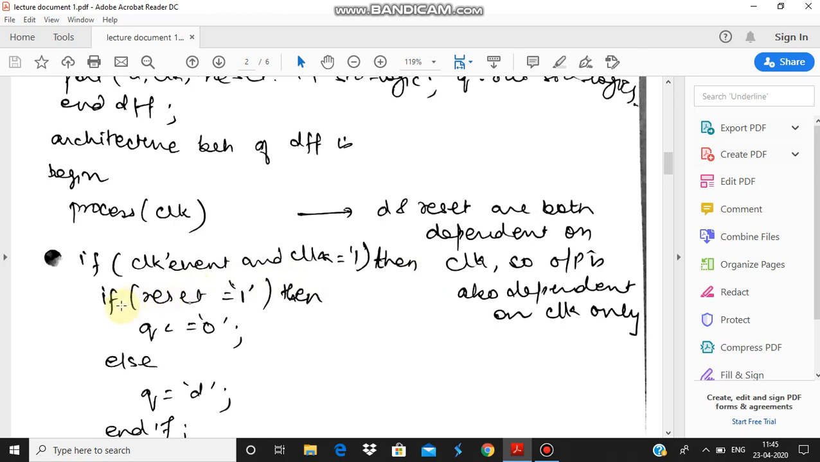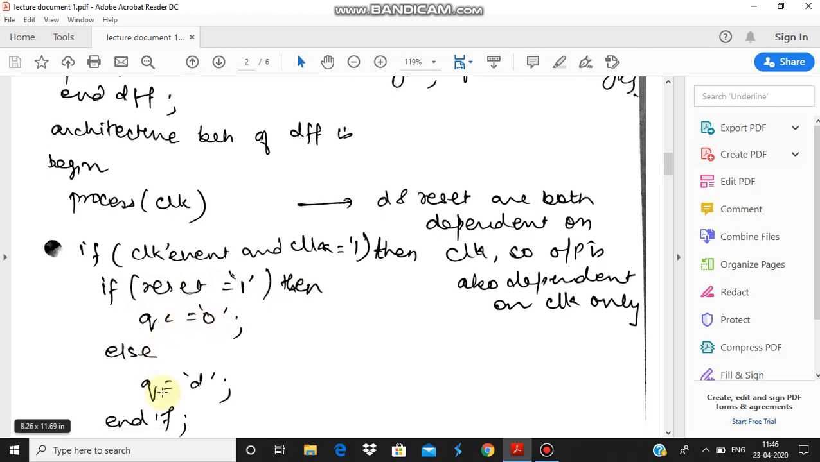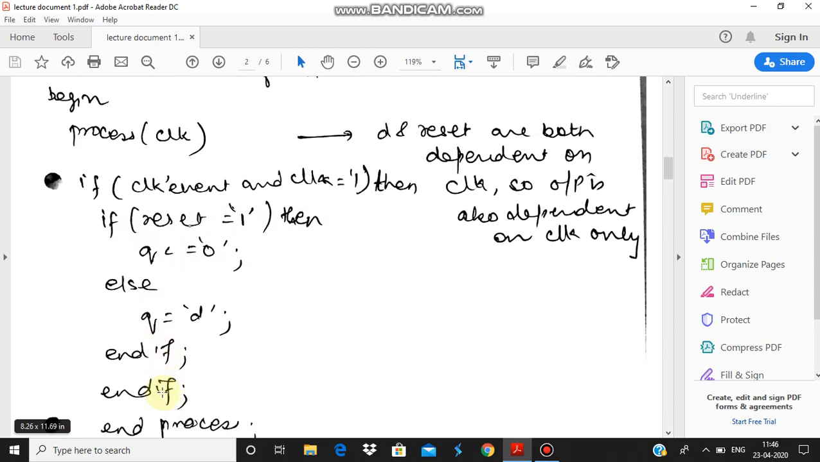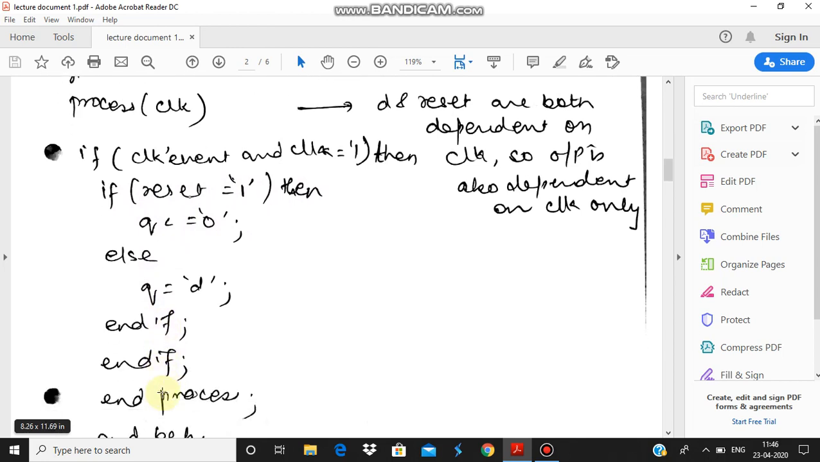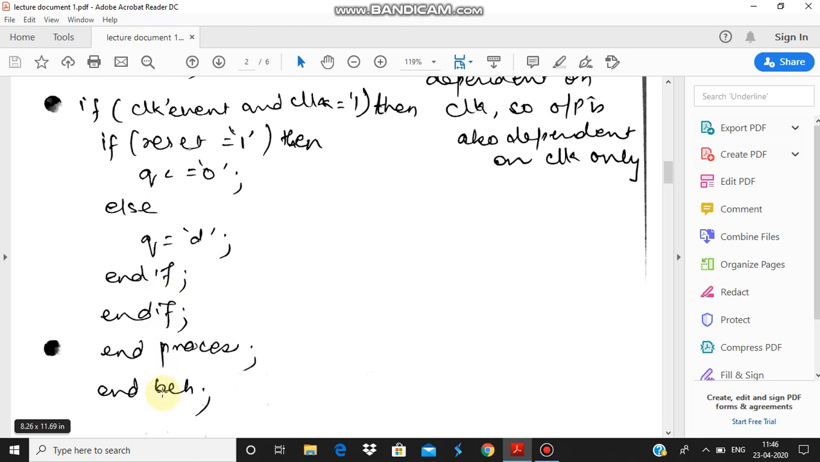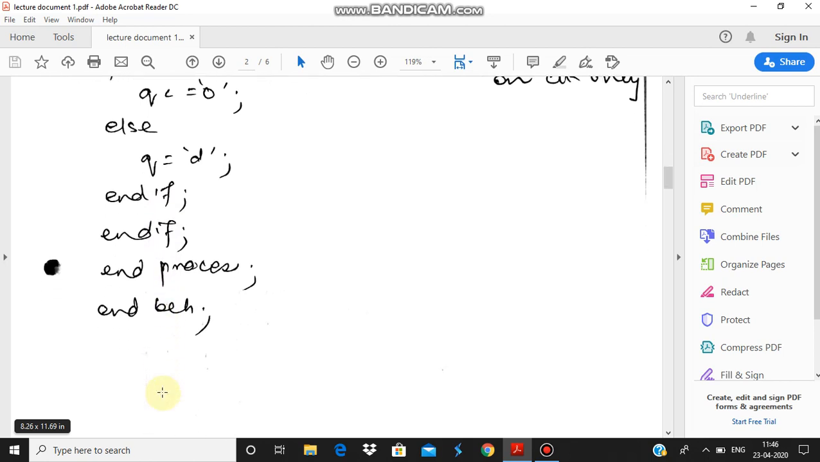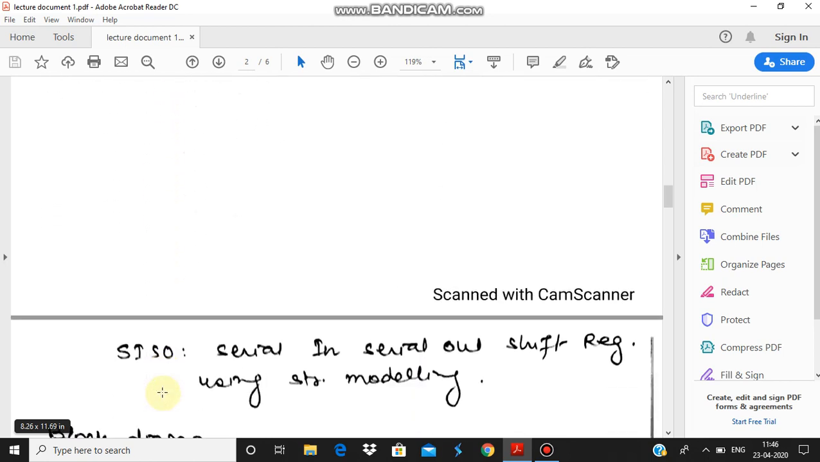then what will happen? Reset is also 1. Then your output Q will be 0, else Q becomes equal to D, right? End if, दो if लगा तो दो end if and end process and end behavior. This was your synchronous reset, right?